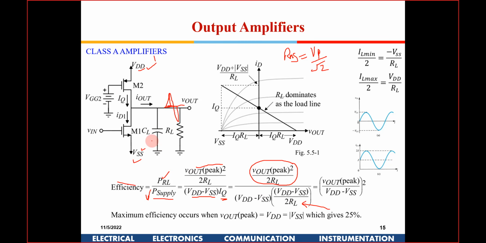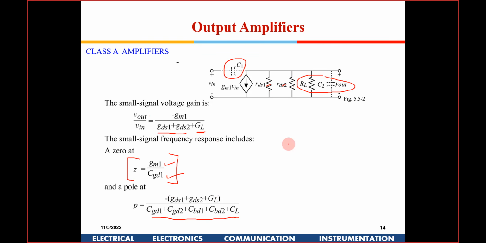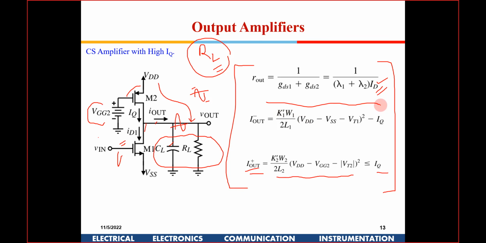For power supply current, why are we considering load resistance? Because here we have designed the IQ accordingly, so that this maximum current will flow. When the output voltage is at its peak, the maximum voltage out here divided by RL gives that IQ. That is the reason we are considering it in this equation.